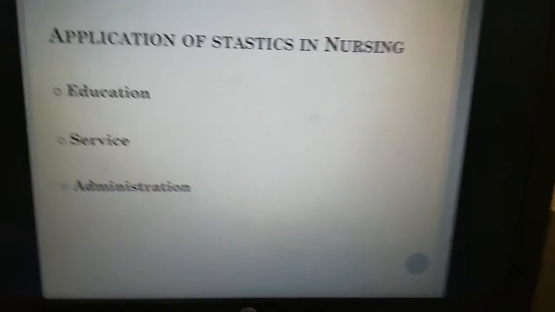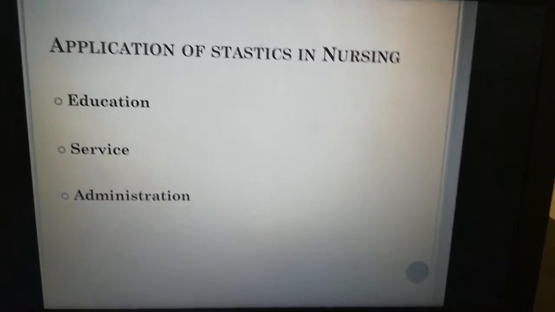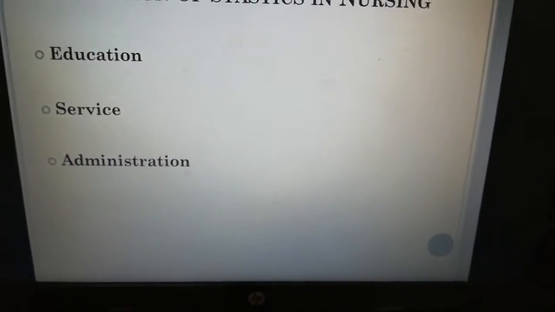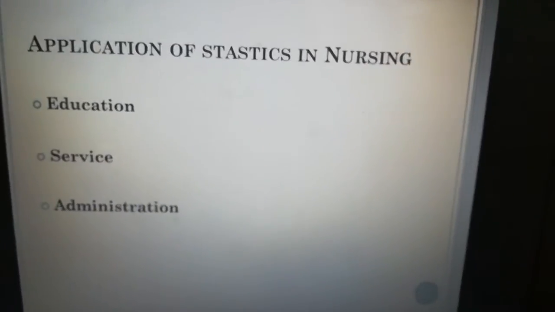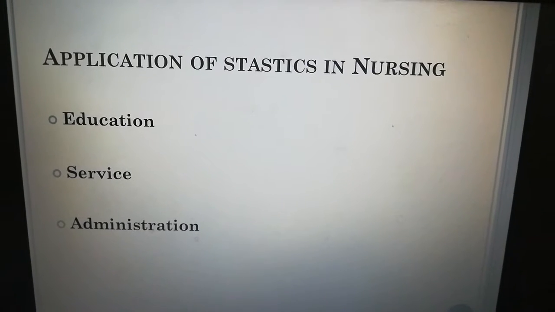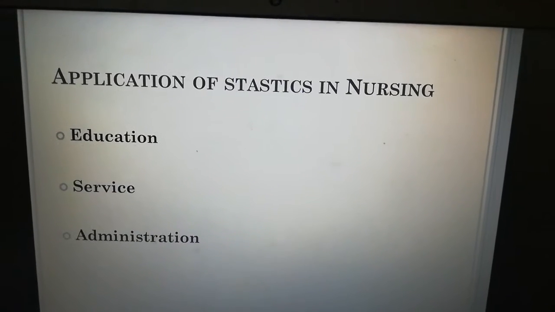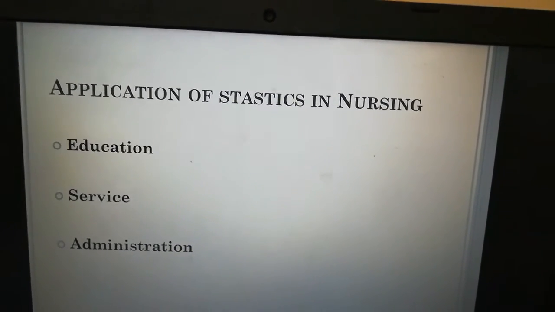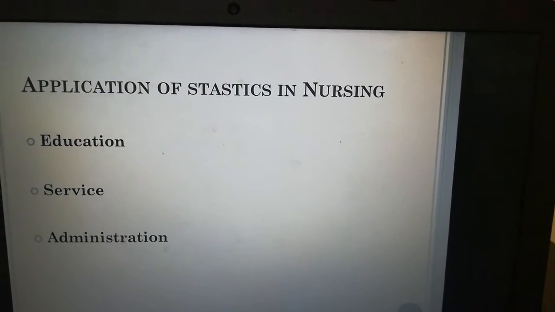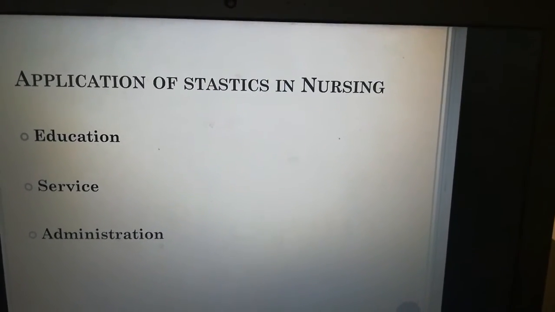Similarly, on the service side, the statistics collected, based on vital statistics or anything related to patient statistics and customer satisfaction, or whatever it may be, have an impact on the service, and based on this data, the service can be improved in order to provide quality service. Similarly, the nurse administrator can take important decisions based on the statistics. So statistics has a very great role in the field of nursing, like any other life science.